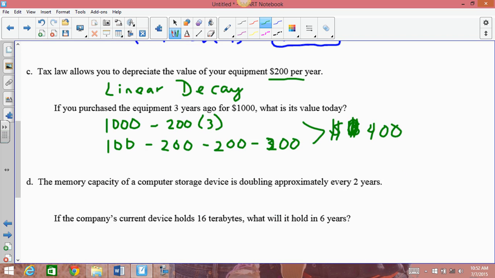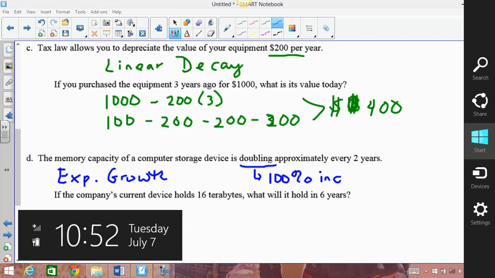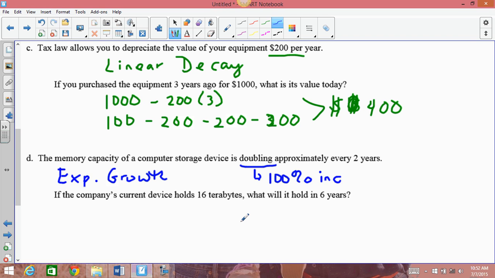All right, so then I'm going to scoot on down to letter D here. It says the memory capacity of a computer storage device is doubling approximately every 2 years. This is the one that's deceiving. If you remember back when I was talking about one of the previous problems, doubling represents a 100% increase. So for that reason, we're talking about exponential growth. If the company's current device holds 16 terabytes, what will it hold in 6 years? So you start out with 16.